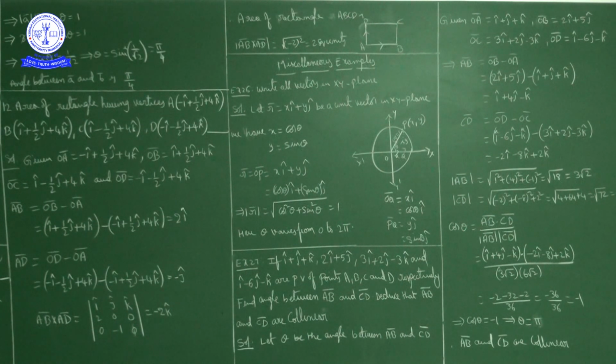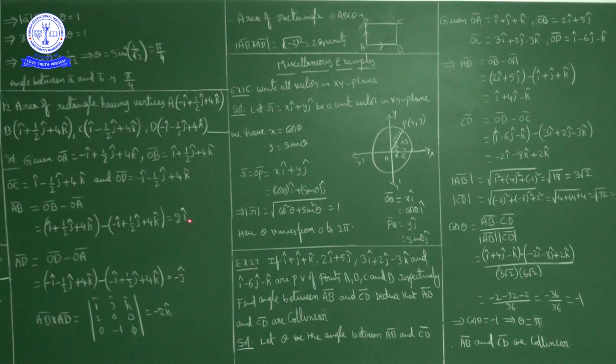Okay. Now here position vectors of vertices are given, meaning OA bar given, OB bar given, OC bar given, OD bar given. Area of rectangle formed by the vertices ABCD is modulus of AB bar cross AD bar. So AB bar is OB bar minus OA bar. How much we got? 2I cap. AD bar, OD bar minus OA bar. How much we got? Minus j cap.